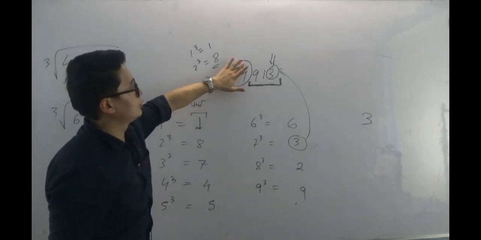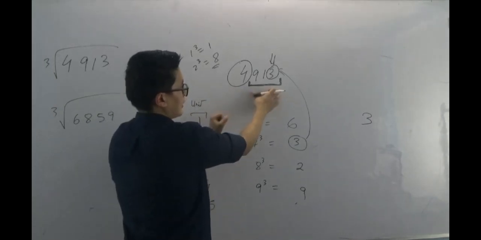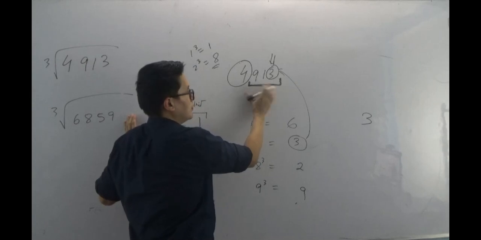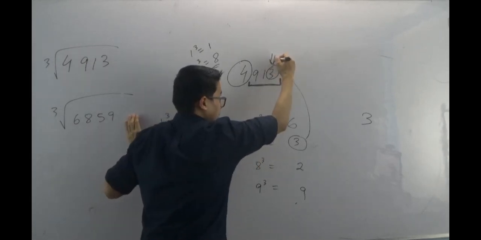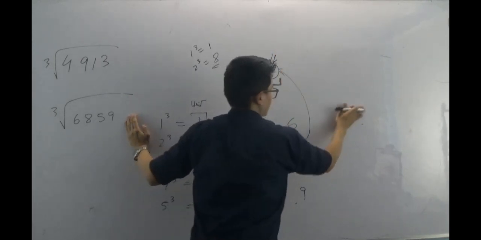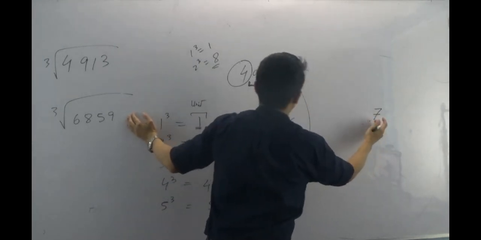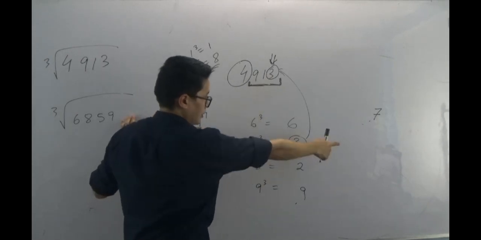If you want to take the cube root, take the first three digits from the unit side, the last three digits, and look at the ending number. This is 7, so the unit digit is 3. And for the other digits, take the remaining number.